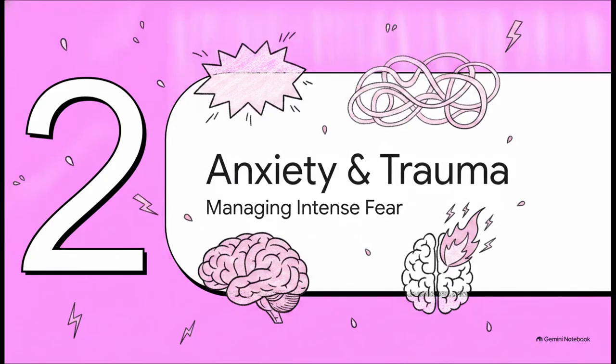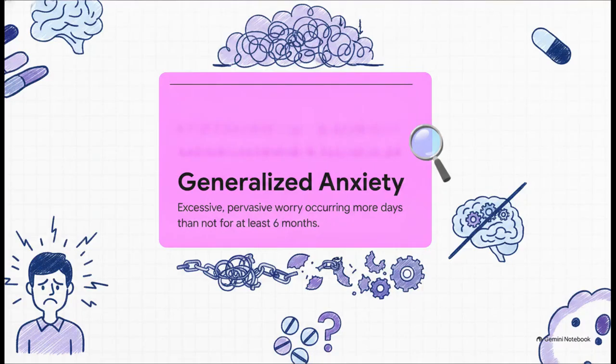Moving on to Section 2, anxiety and trauma disorders. This is all about managing intense fear. Let's start with generalized anxiety disorder, or GAD. I want you to imagine the completely exhausting reality of cyclical, unmanageable worry that happens more days than not for at least 6 straight months. And it isn't just in the mind. It actively wrecks daily functioning and brings on severe physical symptoms. We're talking restlessness, crippling fatigue, muscle tension.